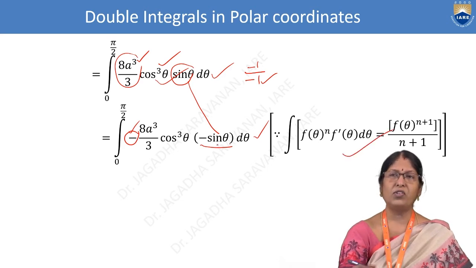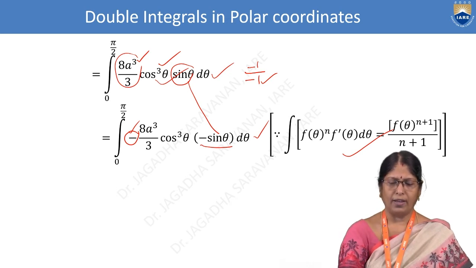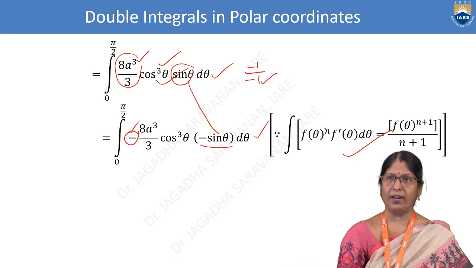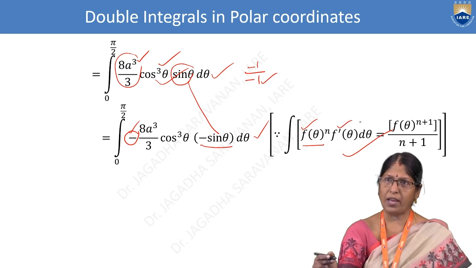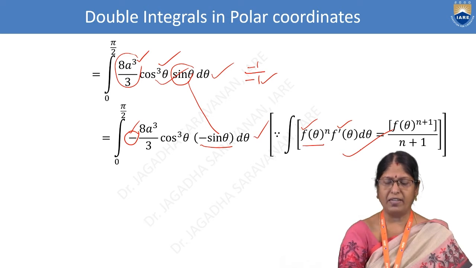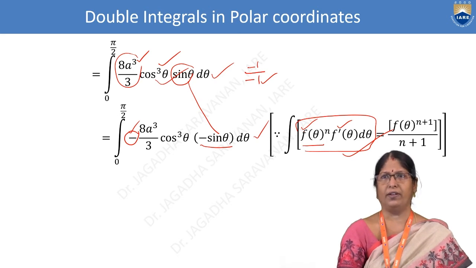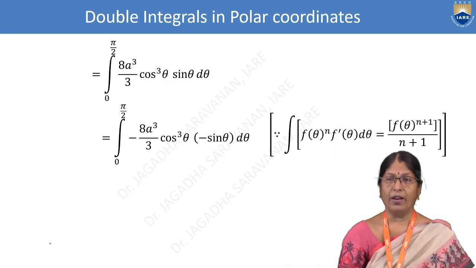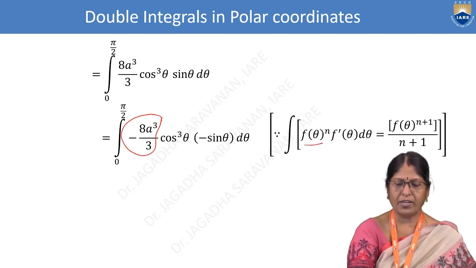Now, this integration is a complicated one. So a few formulas are there that we have to remember. The formula is f of theta power n, f dash of theta, d theta. The format is like this for the integration. Now, this part we can leave off. f of theta power n.